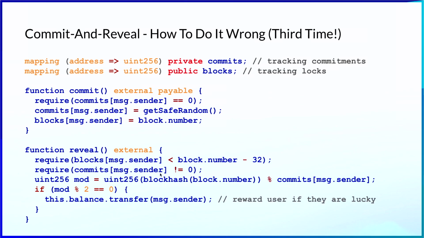So here what I have done is I have taken the block hash of the time when I am calling the reveal, and I am actually taking it modulo of that commit, right? And that's this variable mod. And then I am taking the result and taking a mod 2. If that is even, I will be rewarding the user. So the effect of this is that the outcome of the commit depends on the block that the reveal is being called from, right?